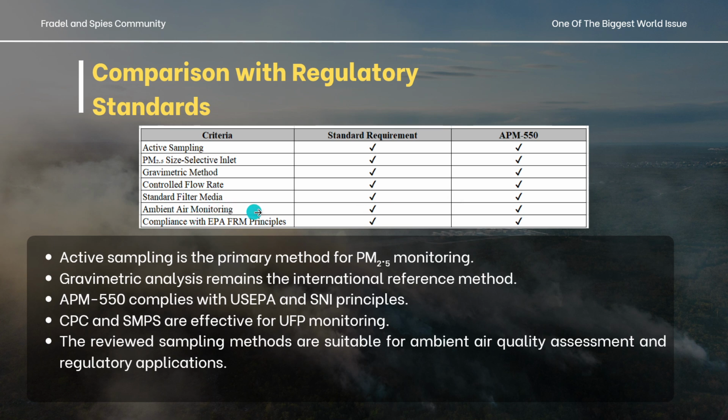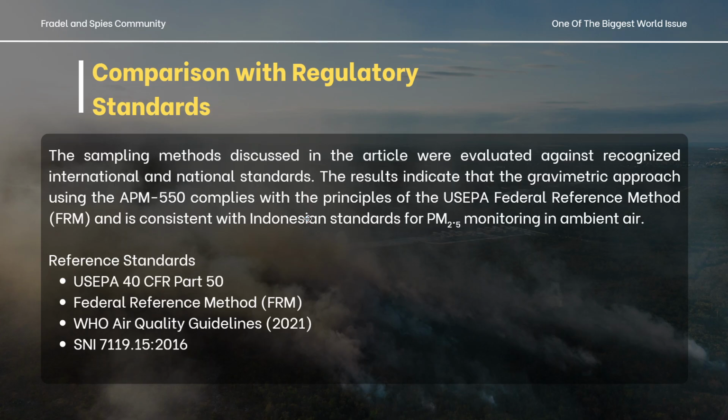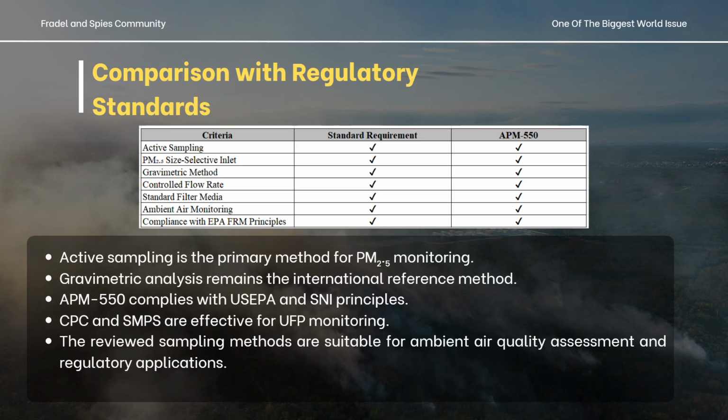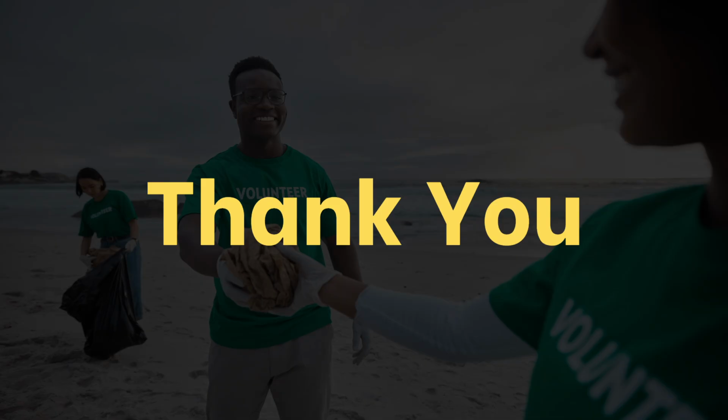Ambient air monitoring is already based on the Federal Reference Method and also the WHO air quality guidelines, so it already fulfills the standard equipment requirement with the APM 550. For compliance with the US EPA FRM principle, the standard equipment is also fulfilled with the APM 550. So, active sampling is the primary method for PM2.5 monitoring, but gravimetric analysis remains the international reference method. The APM 550 complies with the US FRM and SNI principles. The CPC and SMPS are effective for ultrafine particle monitoring. The reviewed sampling methods are suitable for ambient air quality assessment and regulatory application.